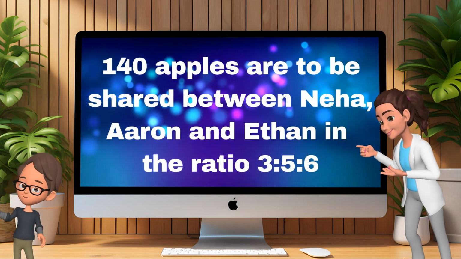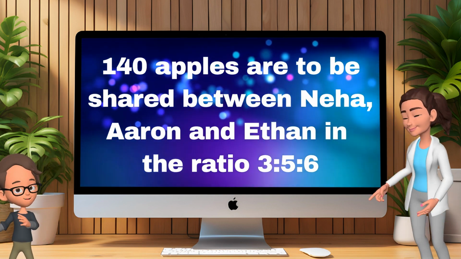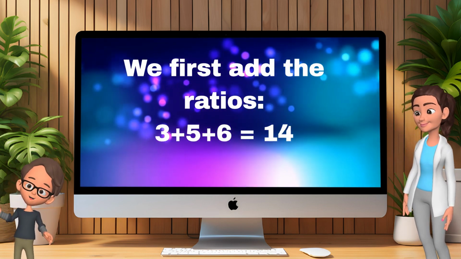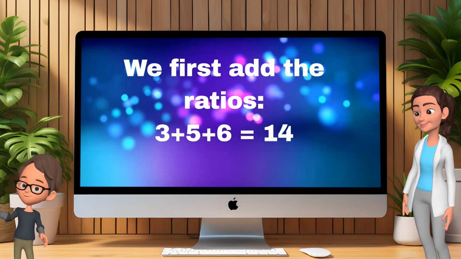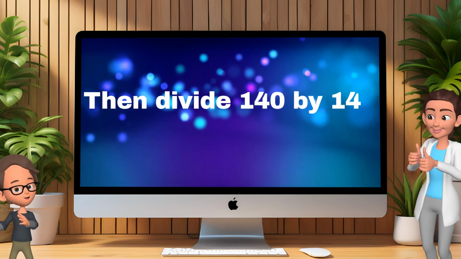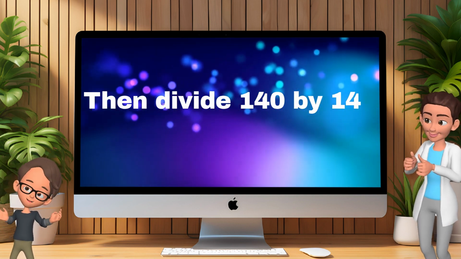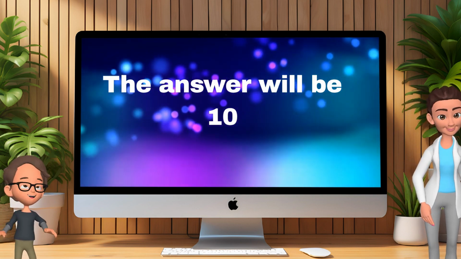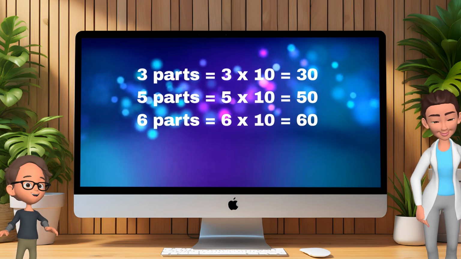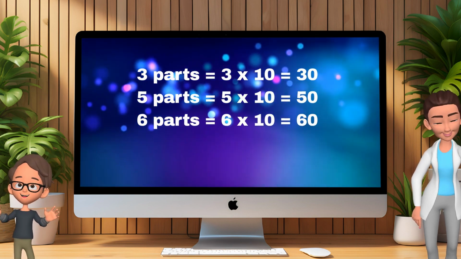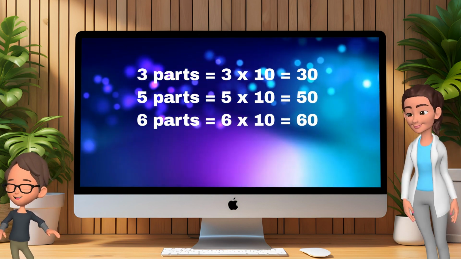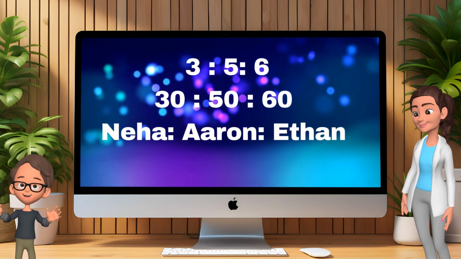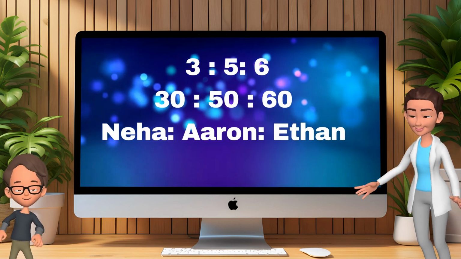Here's one for you. 140 apples are to be divided in the ratio 3 to 5 to 6. We will first add all the ratios, which will give us 14. Then 140 divided by 14 will be 10. So each part is 10. 3 parts will be 30, this belongs to Neha. 5 parts will be 50, which belongs to Aaron, and 60 will be Ethan's. We would then write them down as a ratio. That was easy. You caught on really quick. Good job.